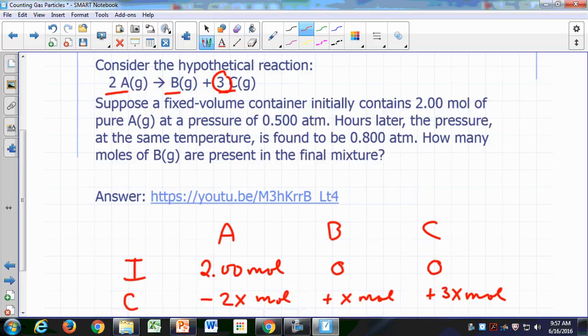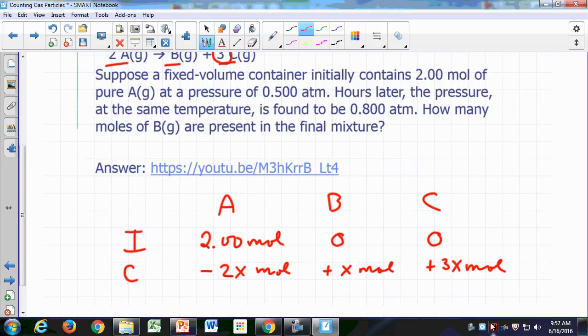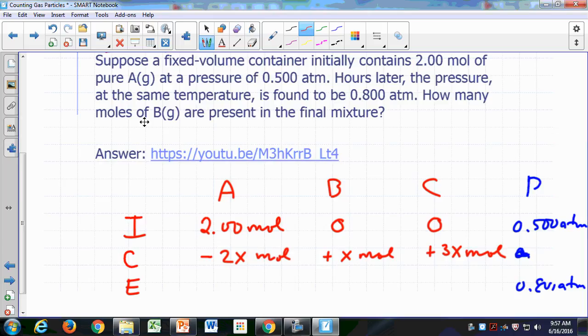And so let's just tabulate the total pressure here. Initially, it's 0.5 atmospheres, and our total pressure at the end is 0.800 atmospheres. So at the end of this reaction, you want to look at the situation at 0.8 atmospheres.